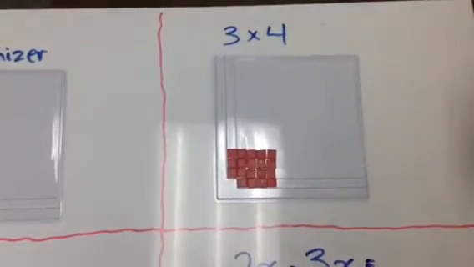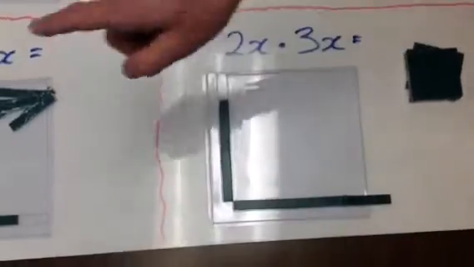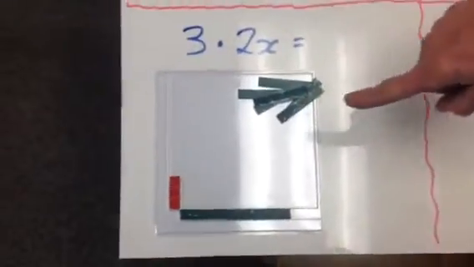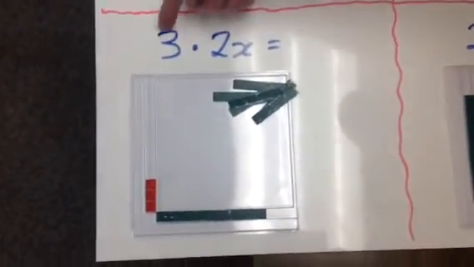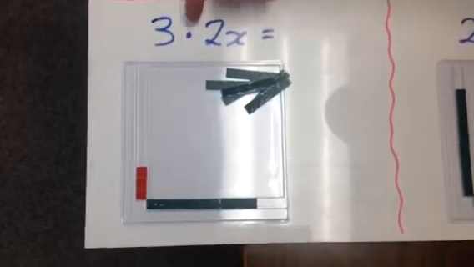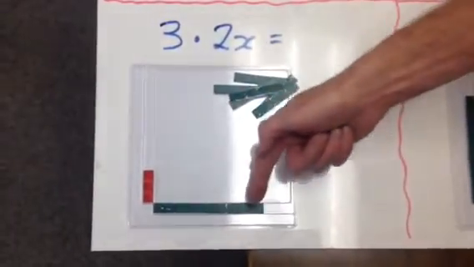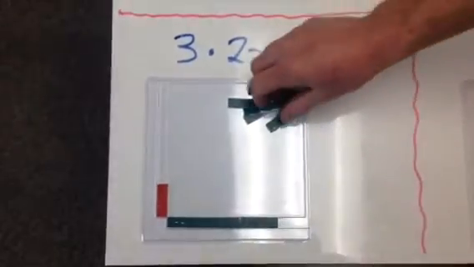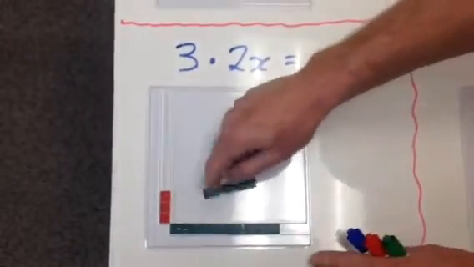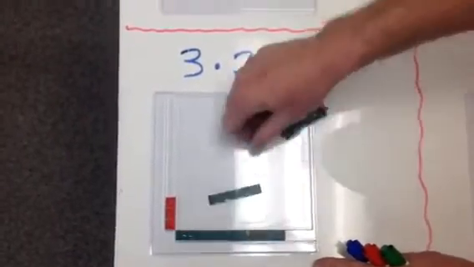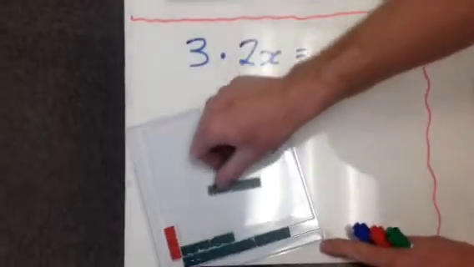Okay, now let's bring in some algebraic terms into here. So if you can come down here, Wilson. Okay, this is 3 times 2x's, or 3 groups of 2x's. So here's my 2x's, and here's my 3. So I'm going to go along and fill this in. So I need pieces that are this long and only 1 wide. So that's where these X tiles come in.